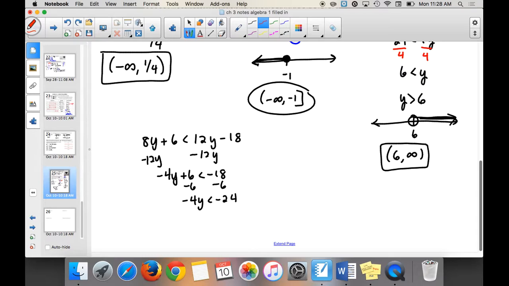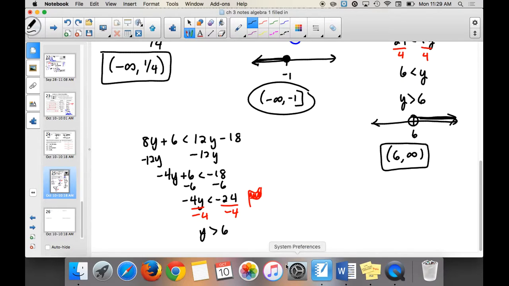And then I would have to divide by that negative 4, which is that red flag rule that I was talking about. I have to divide by a negative, so I have to flip my sign. So we get y is greater than 6. Okay, so you can get things on the left-hand side. See what the difference was: the first thing I did on the original was I subtracted 8y. Now I subtracted 12y. But just don't forget when you get to this point right here, you're dividing by a negative. So you have to flip your sign.